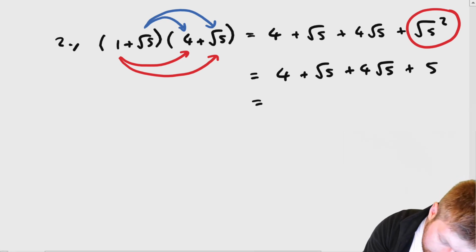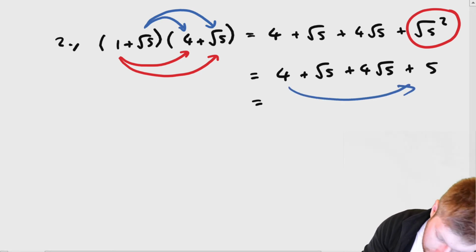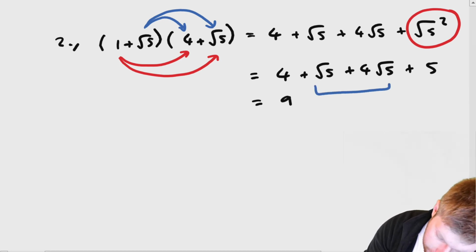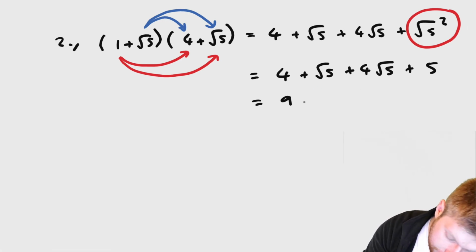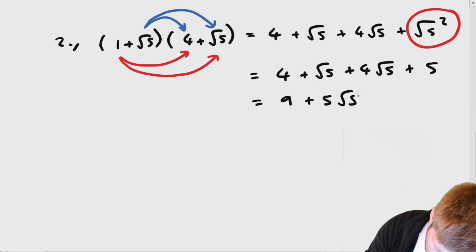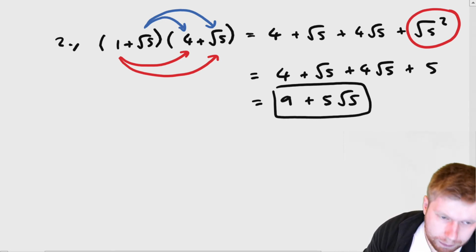Okay, I can also simplify this slightly. Have a look. I have root 5 plus 4 root 5, and I also have the 4 plus the 5. Let's do the 4 plus the 5 first. That gives me 9. Then if I have root 5 plus 4 root 5, in total I have 5 root 5s. So that would be my final answer.